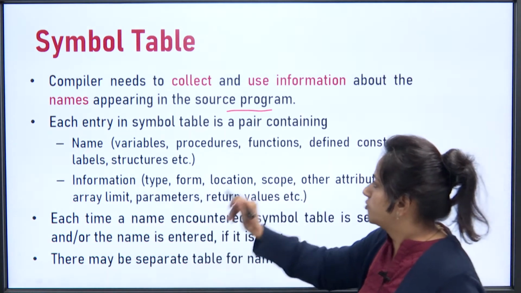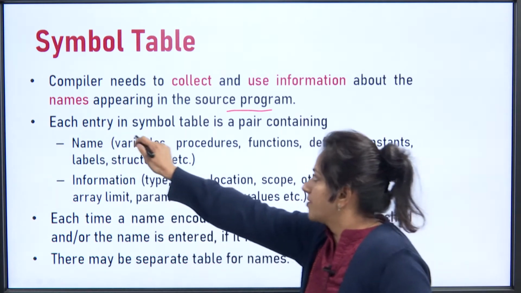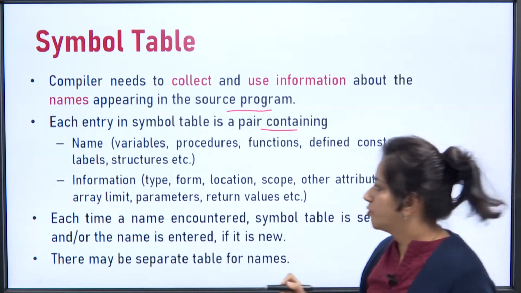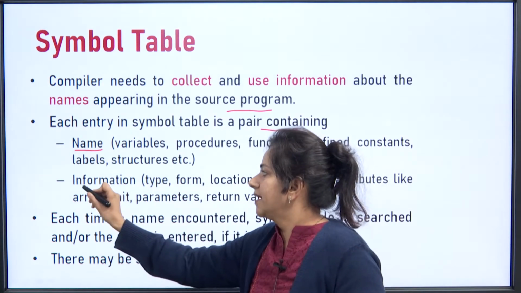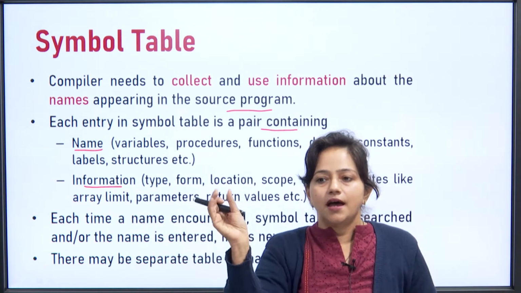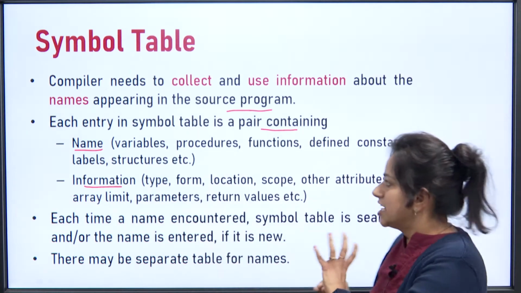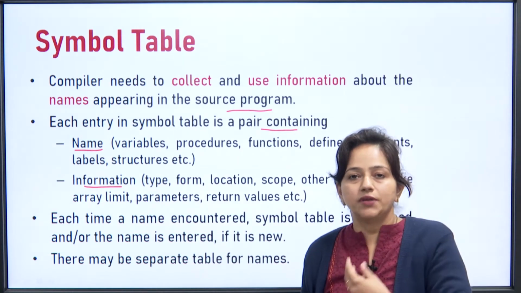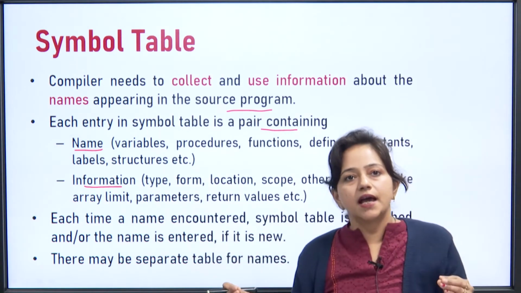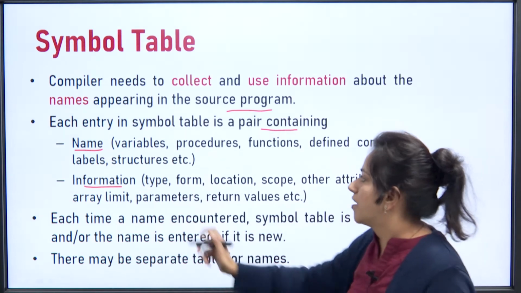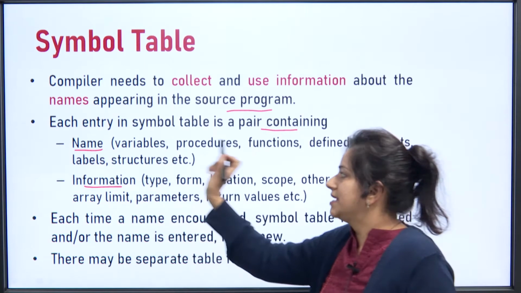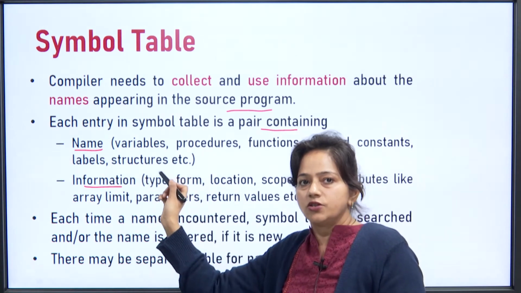So, how is it actually done? Each entry in the symbol table is a pair, and this pair consists of two things broadly: the name and the information. What is a name? While scanning, it will find some sequence of characters, and this sequence of characters forms the name of a particular variable. The name can be for a variable, procedure, function, defined constants, labels, or various structures. So, this is the name.